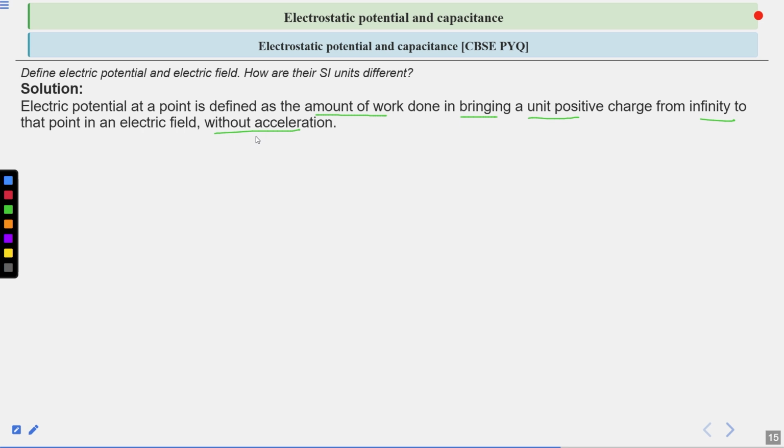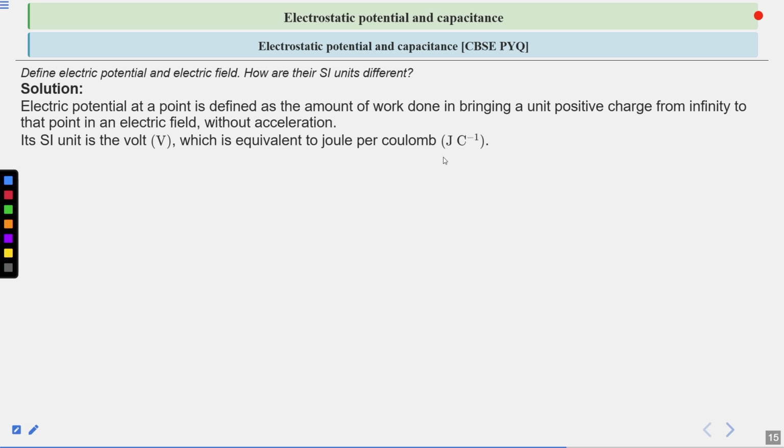We don't want any complex things in the equation. So we don't want to take into account the change in kinetic energy, which will make the equation complex. So we want to store the whole work done in the form of potential energy. So we are moving this charge without acceleration, without change in the velocity. So its SI unit is volt.